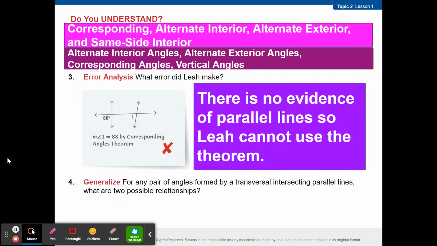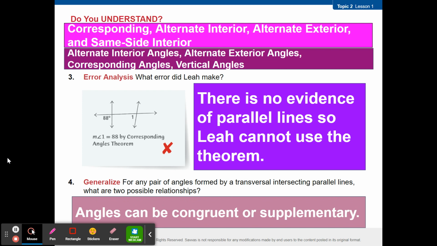All right, number 4. For any pair of angles formed by a transversal intersecting parallel lines, what are 2 possible relationships? Good. Congruent or supplementary. Nice job. Any questions that I can address for you guys?